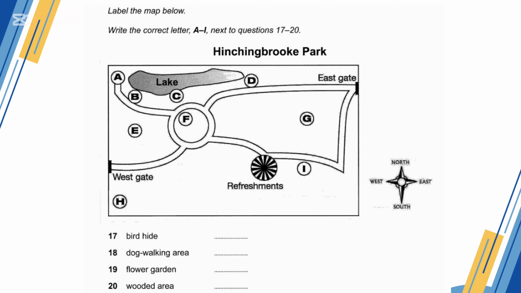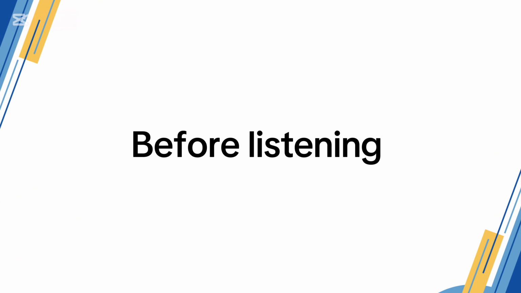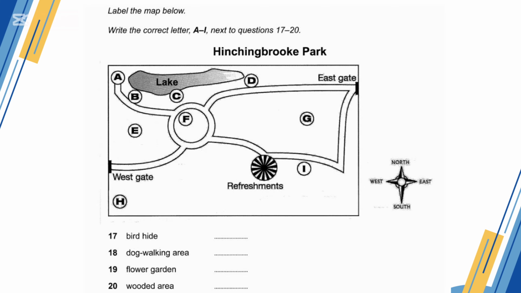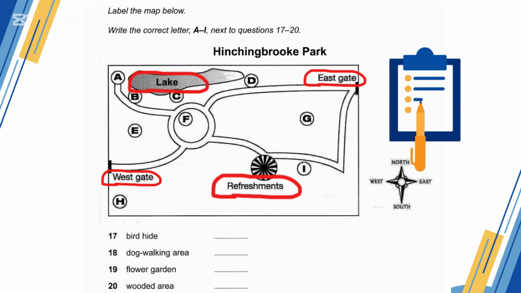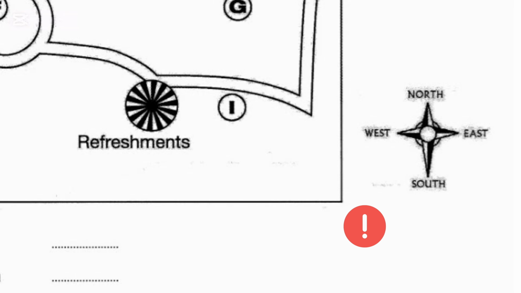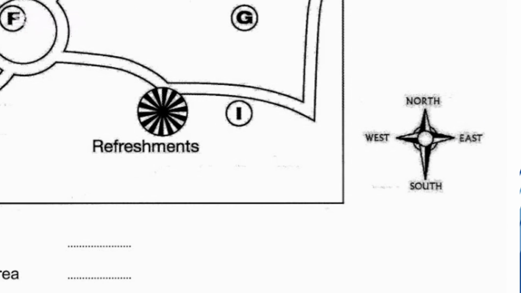Now we will look at an example and analyze it. Before listening, look at the diagram, map, plan. Scan the given labels and predict possible missing labels. Mark reference points. Note key landmarks or points that might be mentioned. Pay attention to directions. Words like north, south, corner, entrance are crucial.